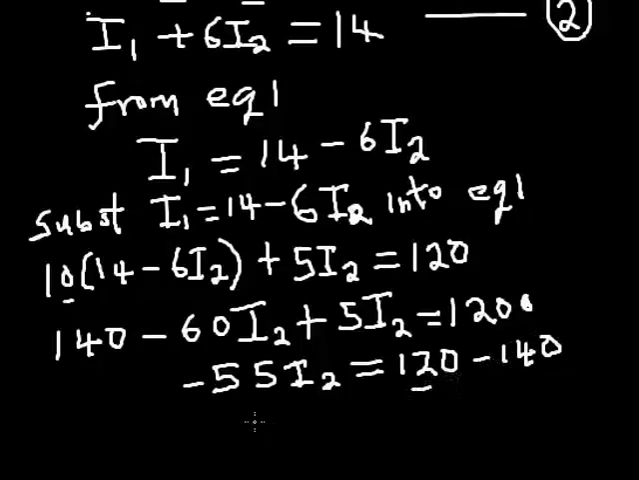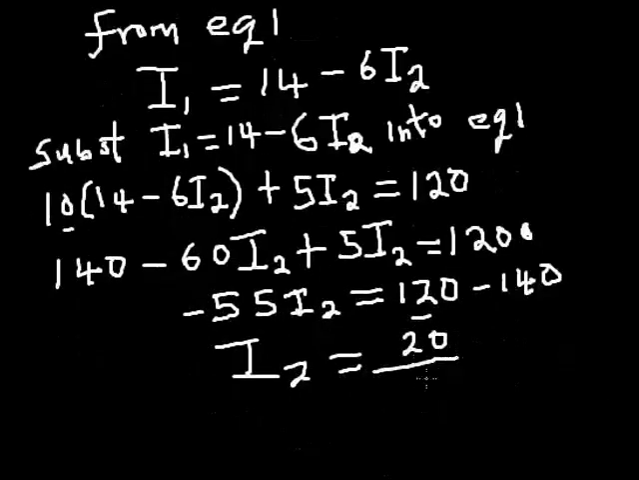That gives me 20. Hope I'm not mistaken. That gives me minus 20, please pardon me, of course, minus. So my I2 now is going to be equal to 20 divided by 55. Okay, let's use the calculator.